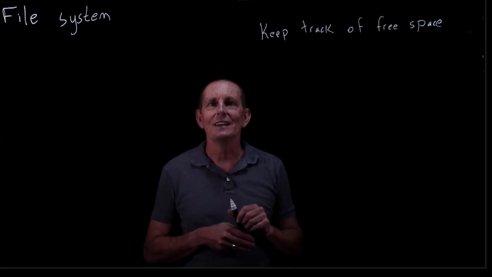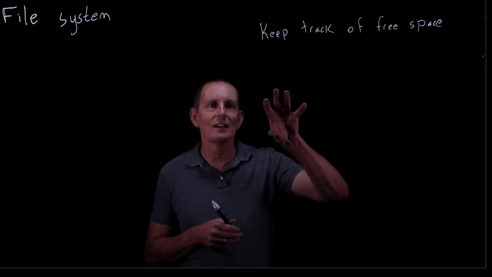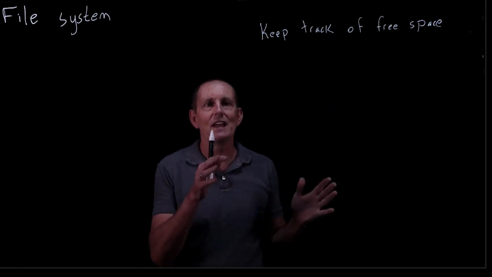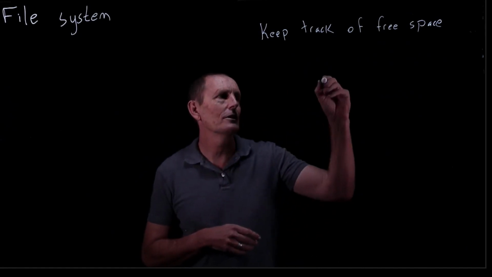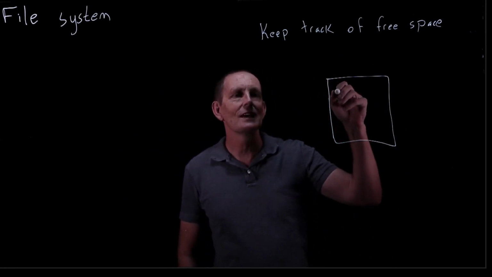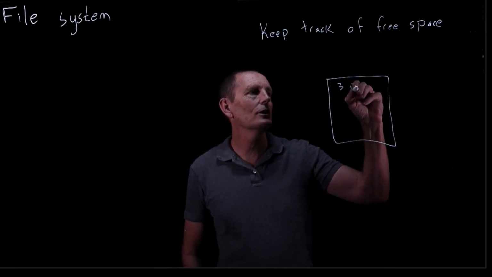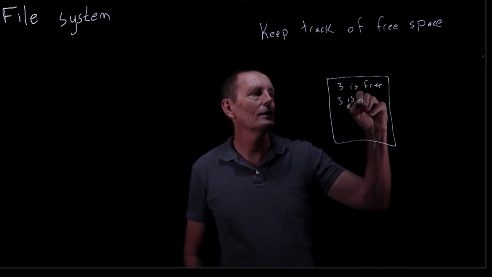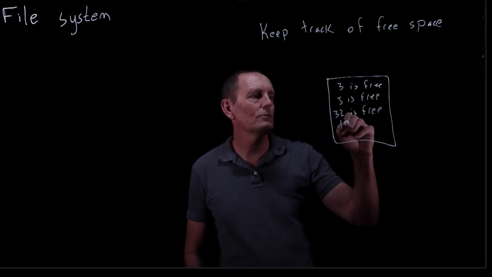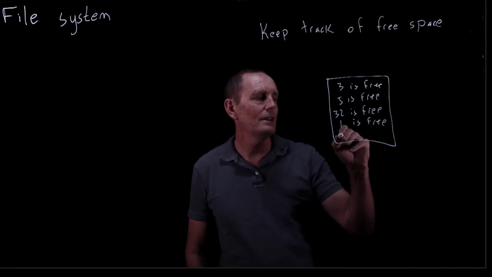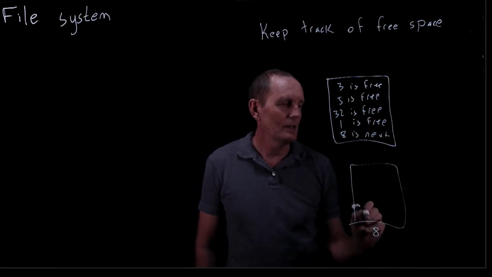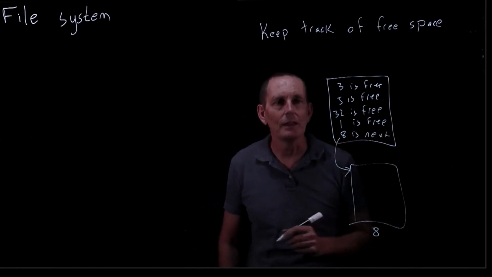What you could do is, instead of putting inside a block just one link to a free block, you could put a bunch of free ones so that it kind of fans out. So you could have, for instance, a particular block number here, which is the head of our free list. And then we could say like 3 is free, 5 is free, 32 is free, 1 is free, and then 8 is next. And then we'd have another block, which is 8, and so this is conceptually a pointer to here, and then we go and do that.